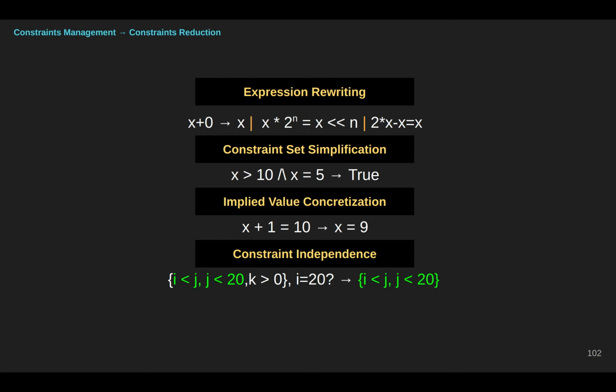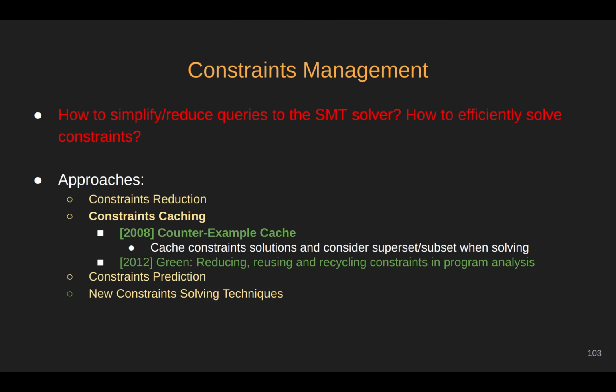And then constraint independence. If you have some constraint set and you want to query some expression, if the expression doesn't depend on all the things in the constraint set, you can reduce your constraint set. You can remove the k because there is no dependence between i and k. So you also reduce the number of constraints you pass to the solver. You can also cache constraints. Yeah, caching a solution for everything.